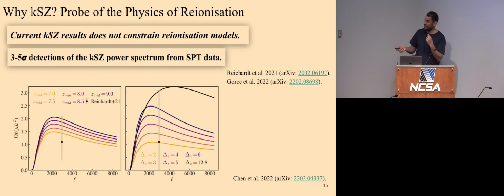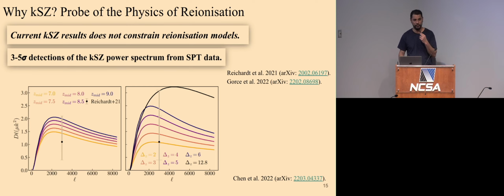This is nice, but unfortunately, if we take the data from current experiments, it's only SPT that has measured this signal. None of the other experiments have measured the kSZ power spectrum. If you take the SPT data point and try to constrain multiple models, you see that's the data point and that's the error bar. It does not constrain anything. It's consistent with all the curves we have here, which means the current data is not good enough to do these constraints. But as I'm going to show you, the future is looking really nice.